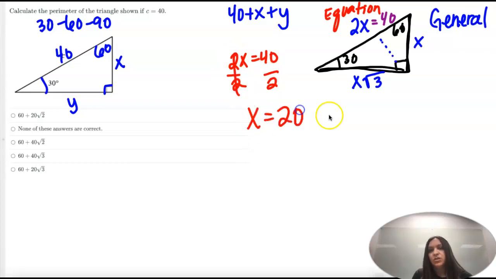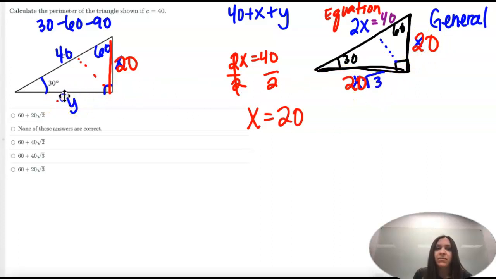So x equals 20. And that's the short side, right? Short side, and then times by 2 to get the hypotenuse. And then we take that same value times the square root of 3 to get the long leg. Okay, so now I have 3 sides.